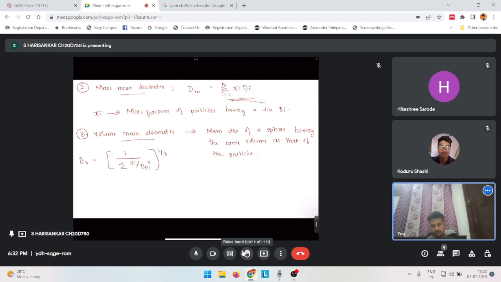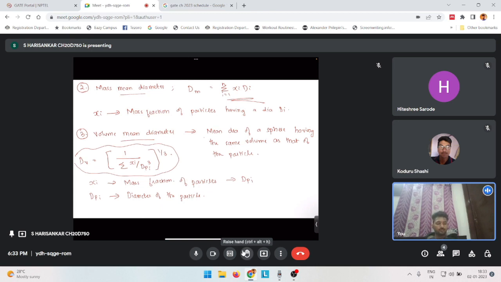So xi here will be the mass fraction, dpi will be the diameter of the particle, and xi will be the mass fraction of particles having a diameter dpi. Right. So this is the thing about volume mean diameter.